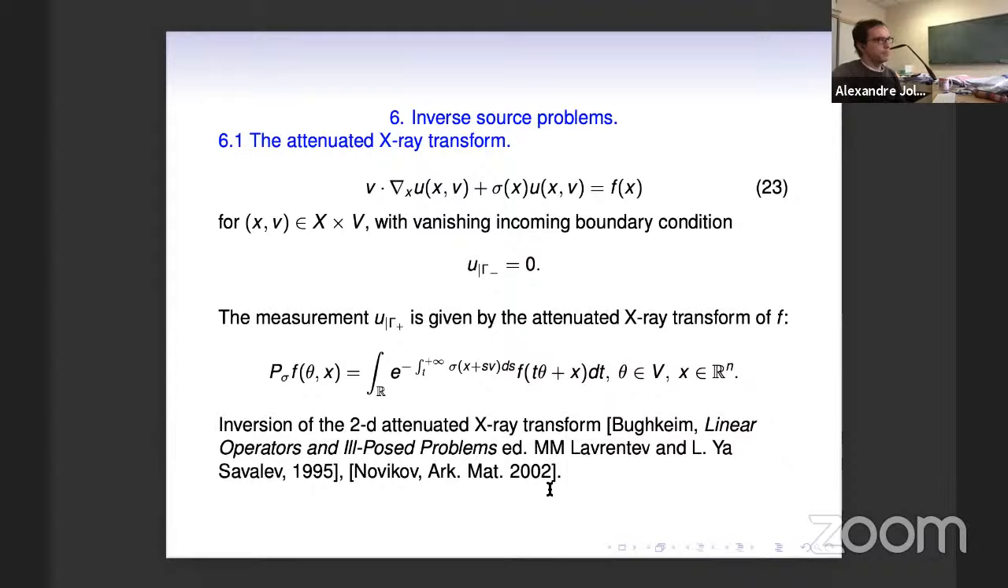Yes? So Alexander, just one question. Novikov's is also for the 2D case, right? Yes. And it can be extended to ND by some slice by slice thing or something? I don't know, I didn't think of it. Here it's not a problem, because like for the X-ray transform you just slice the domain in two planes, and on each plane you recover the function f from the data, assuming that sigma is known. Of course, I didn't say it, but in these inverse source problems, sigma is assumed to be known, and you want to recover f from the measurements. So I forgot to tell you the context.